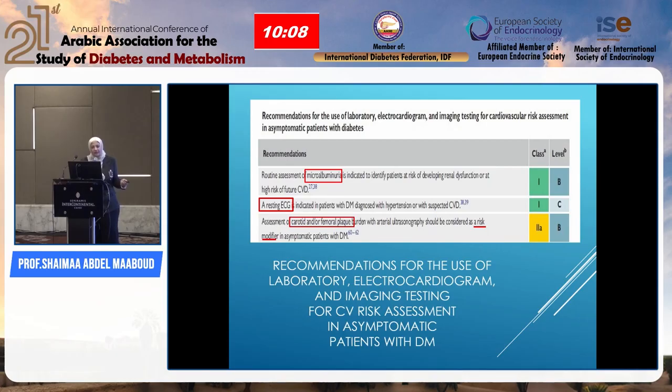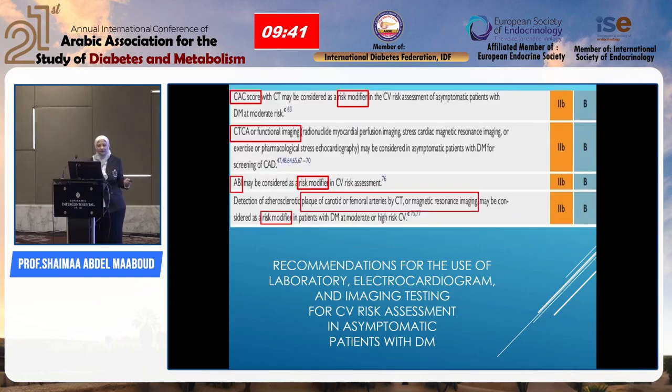So routine assessment for microalbuminuria is a class 1 indication for these patients to risk stratify the development of renal dysfunction and organ damage, as well as resting ECG, which is very important. Class 1C is indicated for the patient diagnosed with diabetes mellitus with hypertension and suspected cardiovascular disease. Assessment of carotid or femoral plaque is class 2A as a modifier factor. Coronary calcium scoring is a risk modifier as well, class 2B. And ankle brachial index is also a risk modifier for cardiovascular risk assessment.